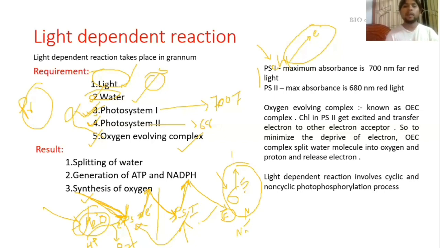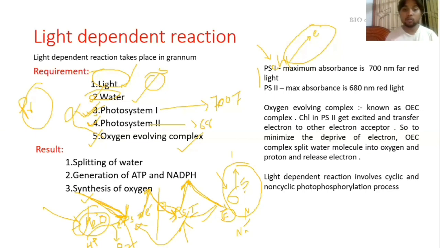NADPH. This is known as the non-cyclic photophosphorylation process. One more thing. Sometimes when photosystem 1 passes the electron to the other transporter, it comes back here, but it does not give it away to NADP positive. It is not going to photosystem 2. Don't forget.